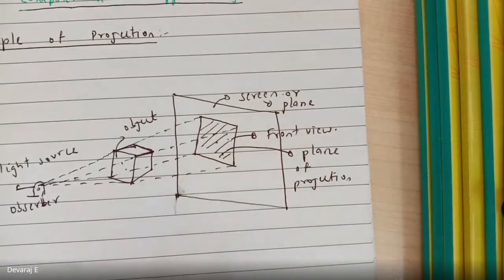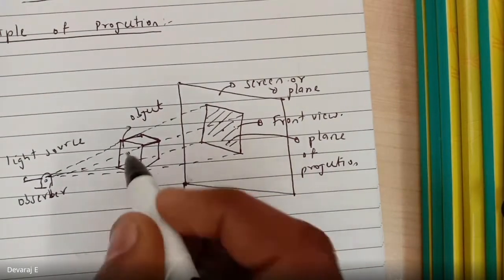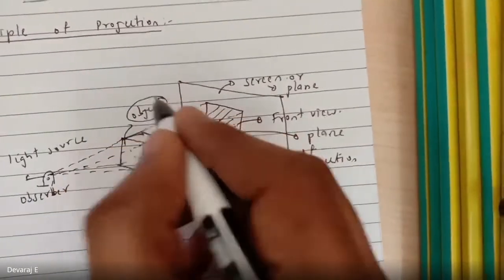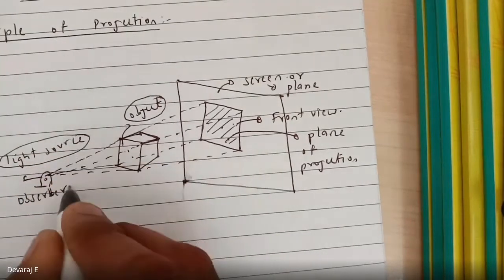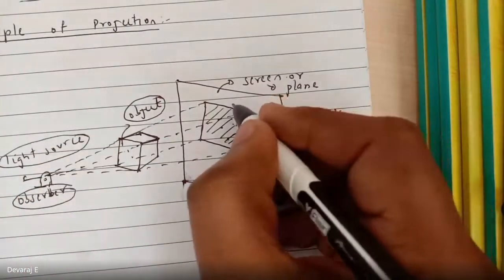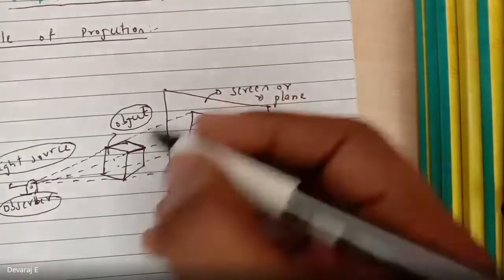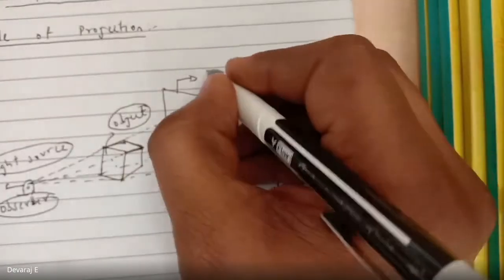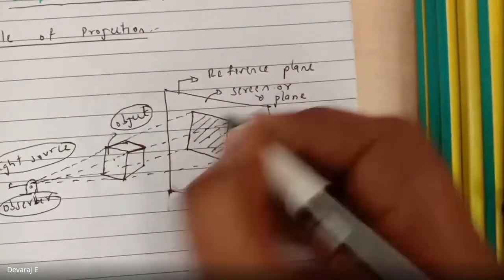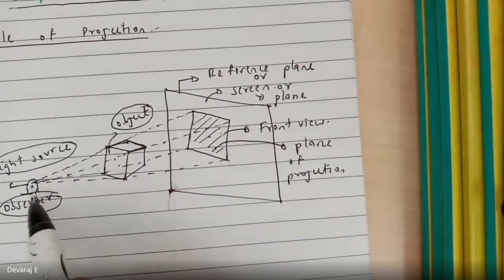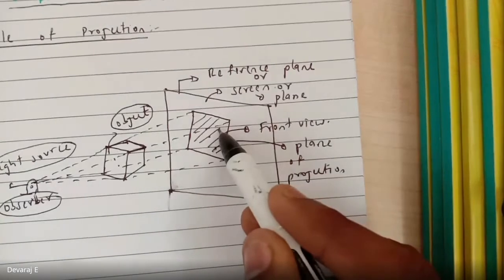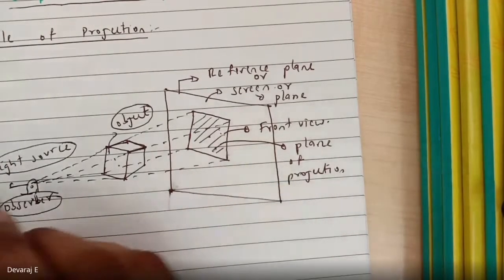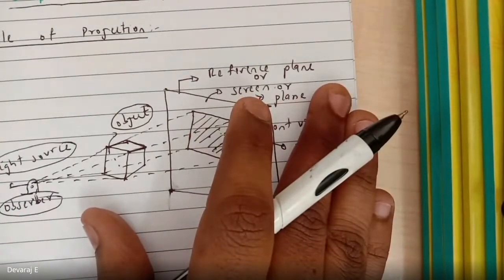The main thing here is the elements which are required. One is object. Next is the light source, or we can say the observer, and you want the screen, or you can call that as reference plane or plane. So be careful. You want 3 elements: one is observer, object, then the reference plane. So this is called as principle of the projection.